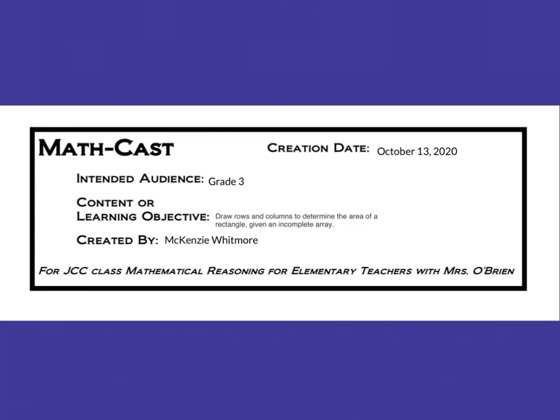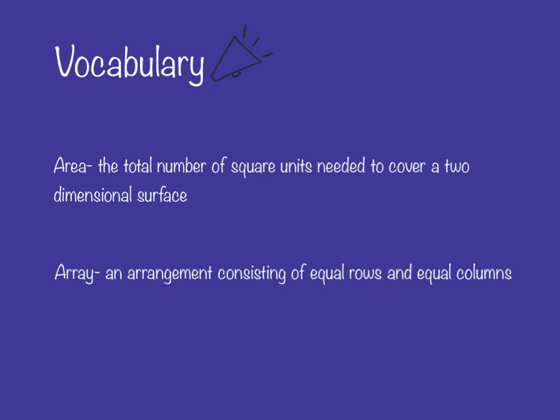The intended audience is grade 3. The learning objective is to draw rows and columns to determine the area of a rectangle given an incomplete array, created by Mackenzie Whitmore. Before we begin, we'll go over some vocabulary terms.